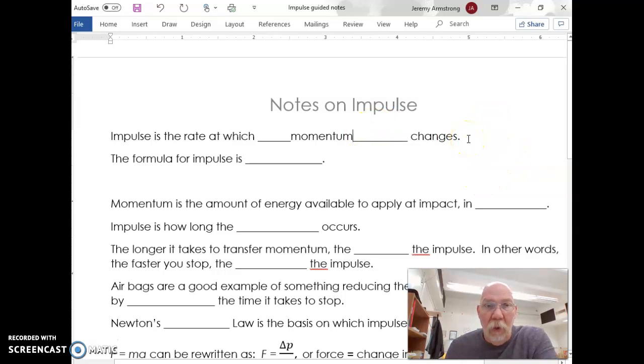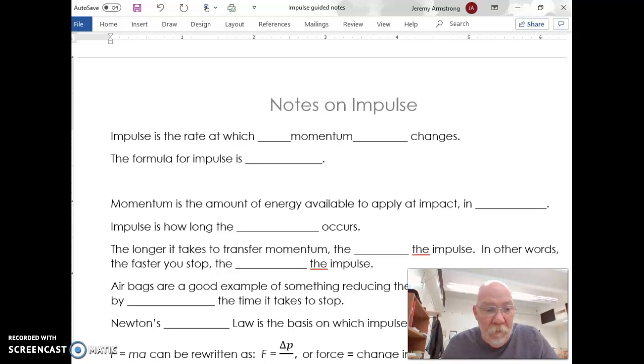Now, if we talk about rate, we're talking about an event in a given amount of time. So we know that momentum is changing, and we know that it's going to be changing in a given amount of time because it's a rate. So we're going to have to put time into the formula, and we're going to have to put momentum into the formula. So, anybody know?